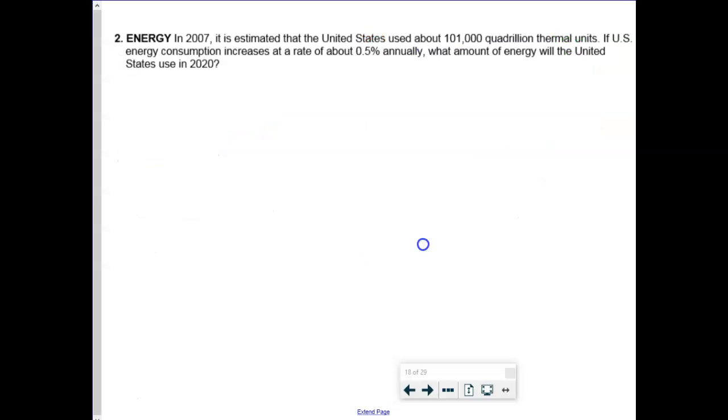Oh, this one. Okay, so we have an estimation from the year, it doesn't say, in 2007, an estimation of 101,000 quadrillion thermal units were used. Okay, so we're not going to use quadrillion in our numbers. That's a lot of zeros that I don't want to work with. So just as we get answers, I'm just going to smack the label of quadrillion on it. So we're going to start with 101,000. That's the initial value. And it's increasing at a rate of 0.5% annually.